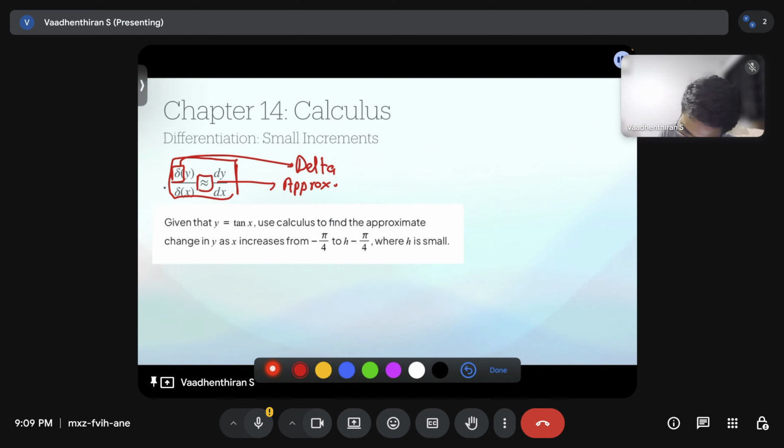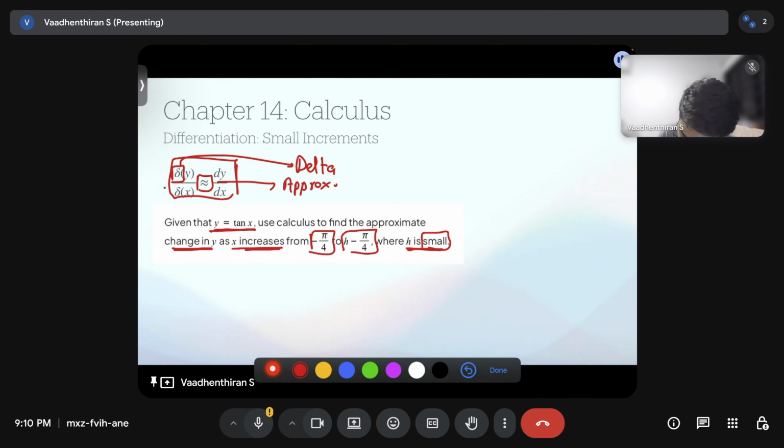So a small question here. y is equal to tan x, and use calculus to find the approximate change in y as x increases from negative pi by 4 to negative pi by 4 plus h, where h is small. So you can remember by this, it's a small increment, not a large significant one.